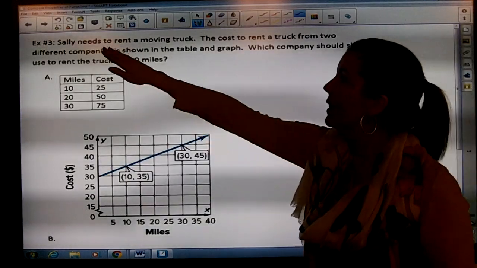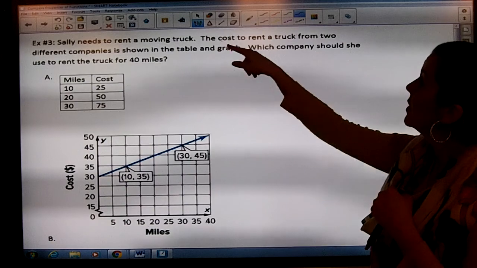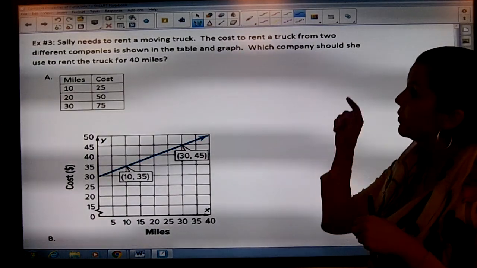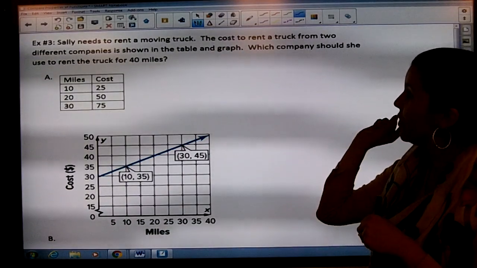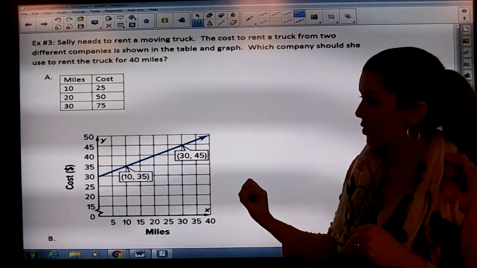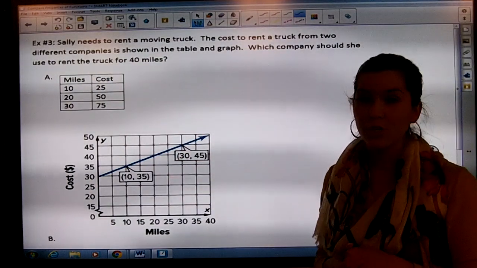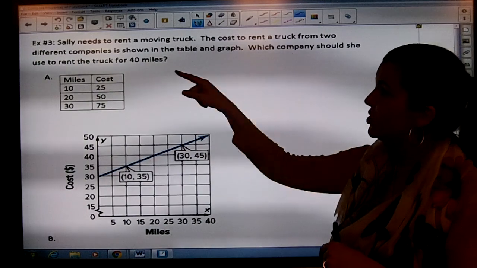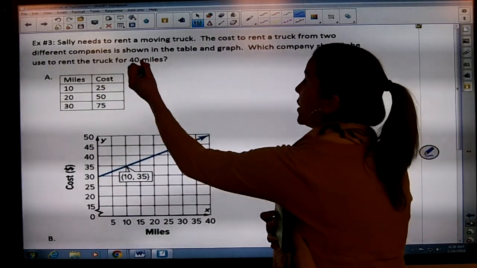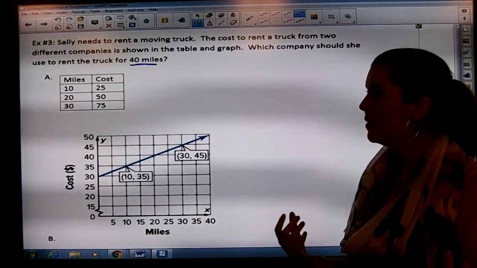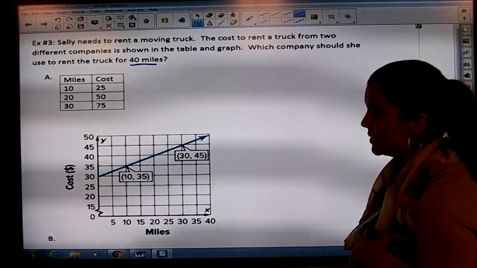Example number 3. Sally needs to rent a moving truck. The cost to rent a truck from 2 different companies is shown in the table and the graph. So here's company A, shown by a table, and here's company B, shown by a graph. Which company should she use to rent the truck for 40 miles? So there's a couple different ways that you could approach this.